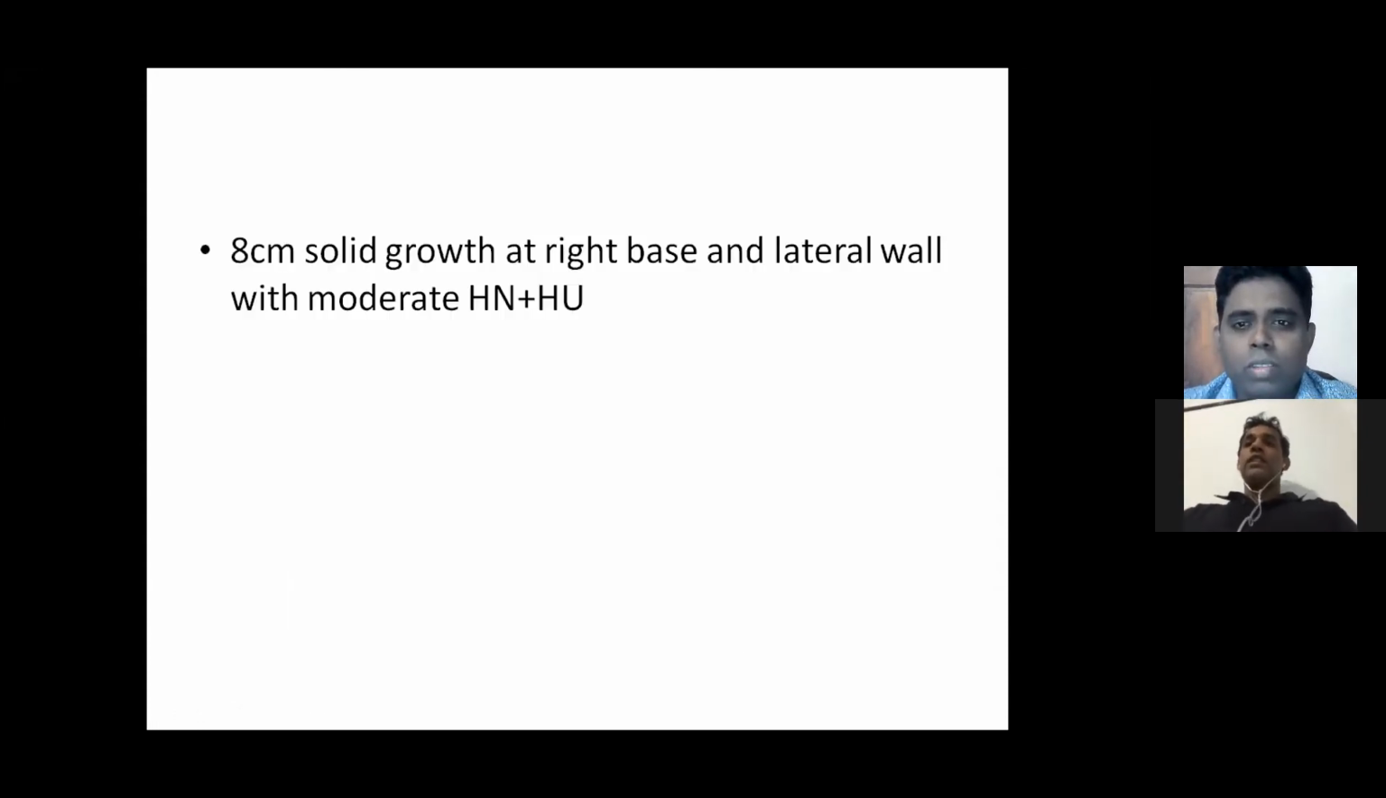Okay, so this is the report. There's an 8 centimeter solid growth at the left base and lateral wall with left side moderate hydronephrosis and hydroureter. So what is going on in your mind? So it is an 8 centimeter solid mass, so probably muscle invasive, and there's hydronephrosis and hydroureter. That means very advanced. That's my worry, and then I need to go for a further assessment of this patient.